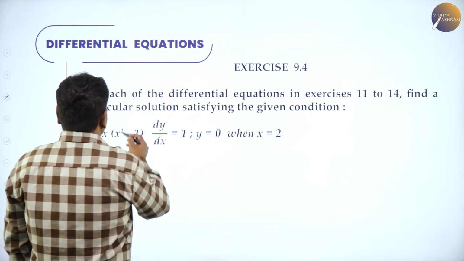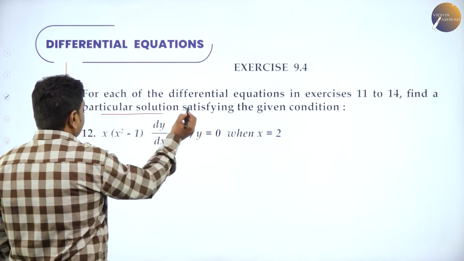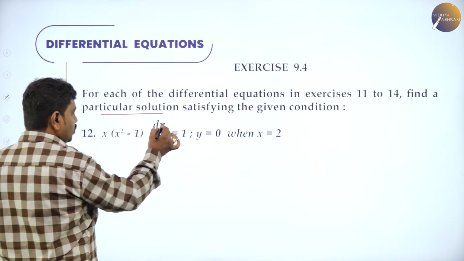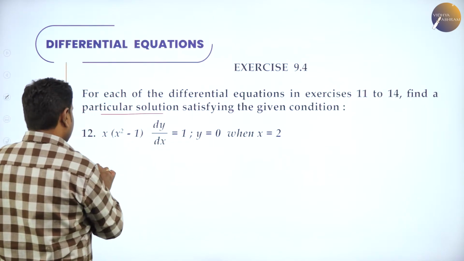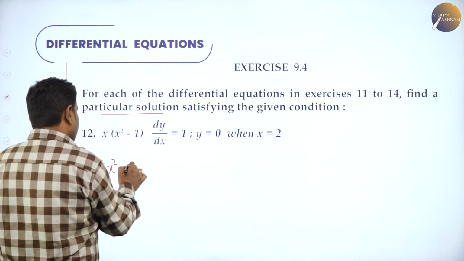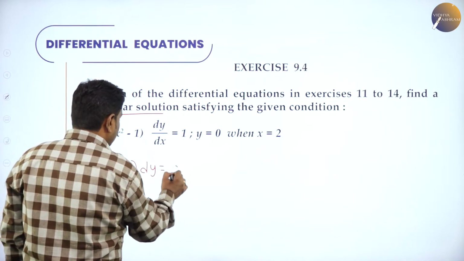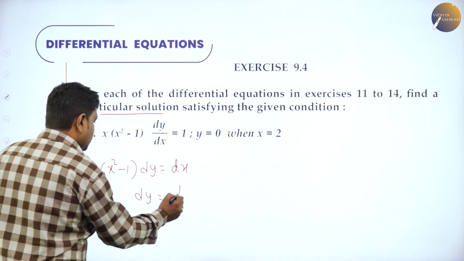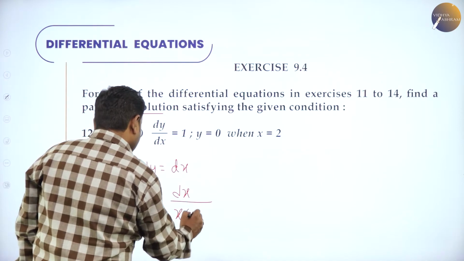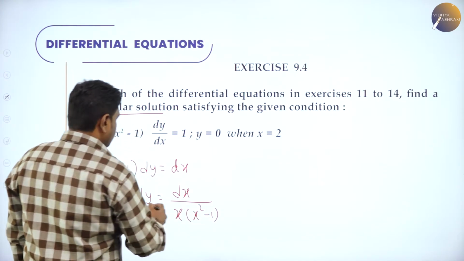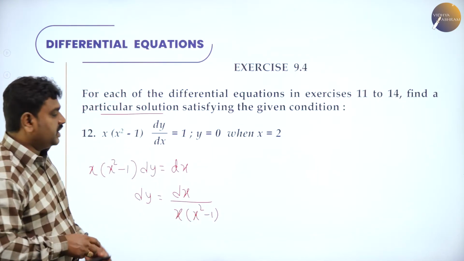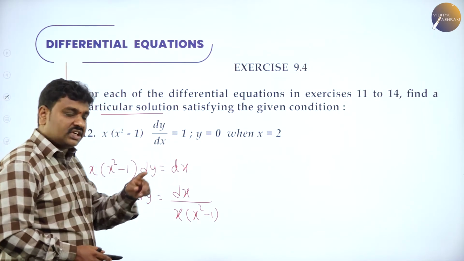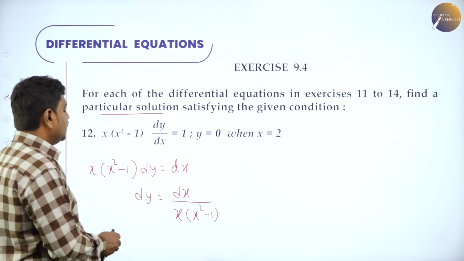Then again you should find the particular solution. So x into x square minus 1 into dy by dx is equal to 1. The rule is the same. X into x square minus 1 into dy is equal to dx. Transfer dx that side. So dy is equal to dx divided by x into x square minus 1. So now we separated the variables. Rule number 1, the d term should be in the numerator, I transferred it. Rule number 2, functions of x should be with dx, so I transferred this. Now integrate both sides.